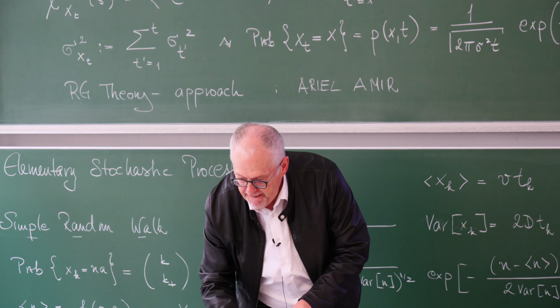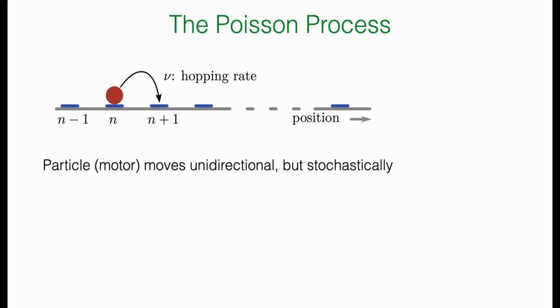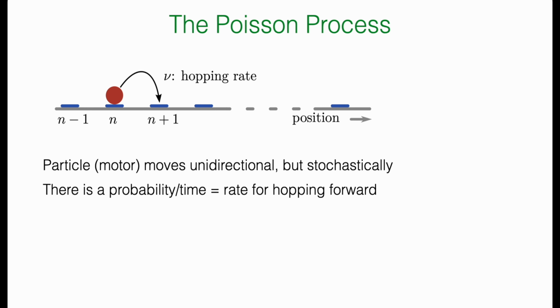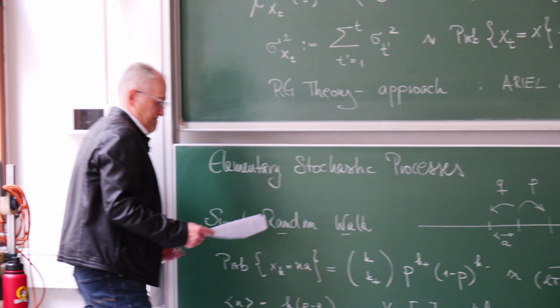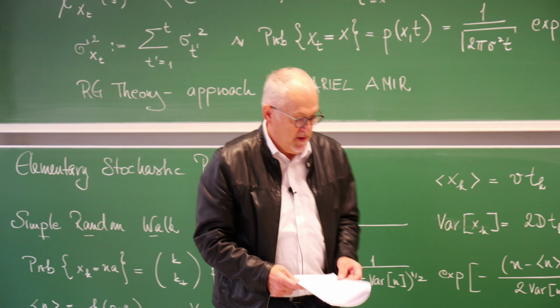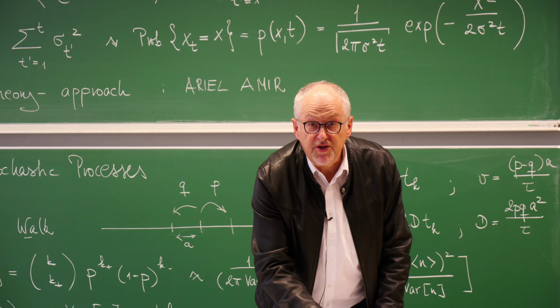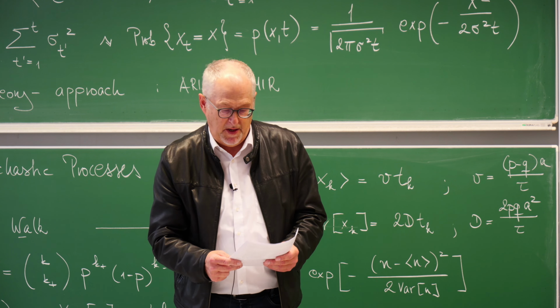Now, that's what I said already. The motor moves in one direction only, but stochastically. There's a probability per time, which is the rate. This is nu. And, well, this I do on the board. So please ask questions if you still have some. Okay? So, yeah?